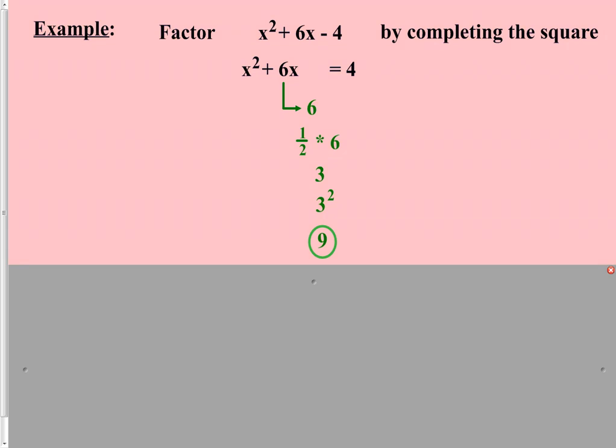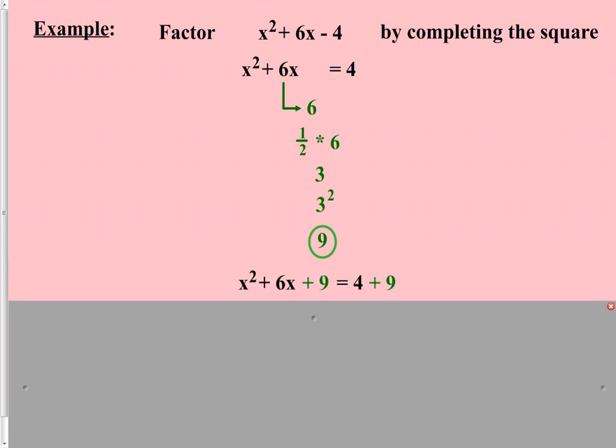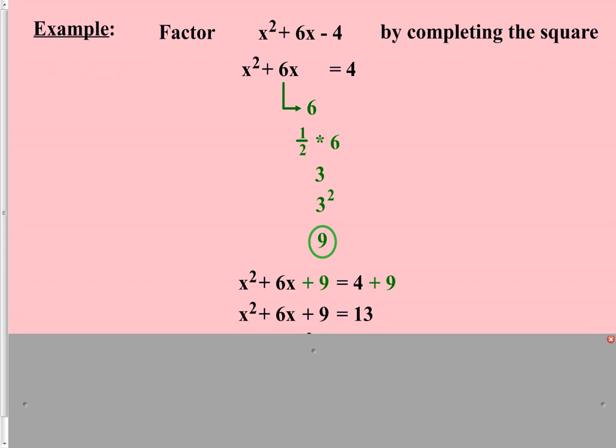Back to the problem with this. I'm going to add the 9 into both sides of the equation. Obviously on the right side there, 4 plus 9 is going to be 13. And now let's clean up the left side. We have invented what is called a perfect square trinomial, meaning it will factor into a binomial squared.